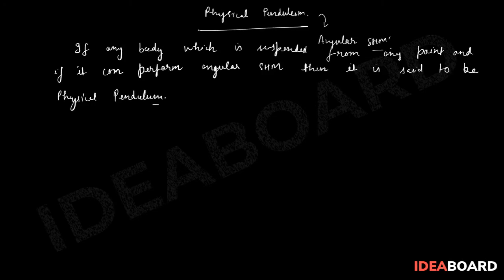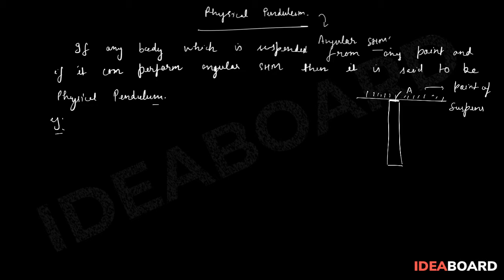Right? Suppose that we have, let us take one example of a rod. So we have a rod which is suspended from one end. This is the point of suspension, point A. This rod has, let's say, mass m, length l.